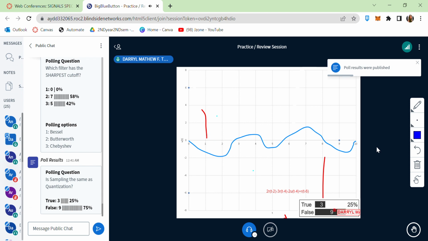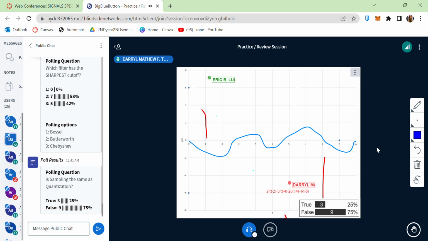So far, mukhang whoever's responded, halos tama naman. Sampling is not the same as quantization. Bakit? Yung nangyayari kasi when you're quantizing something, parang nag-round off ka. So let me try and demonstrate with this squiggly line kung bakit hindi pareho yung sampling sa quantization.